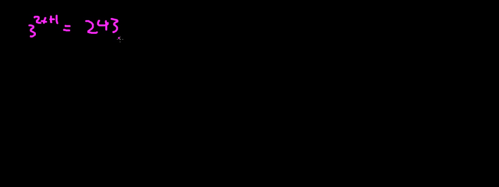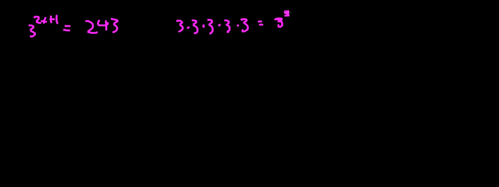is in fact 3 times 3, which is 9, times 3, which is 27, times another 3, which is 81, and then 81 times 3 is 243. So this can be written as 3 to the 5th.